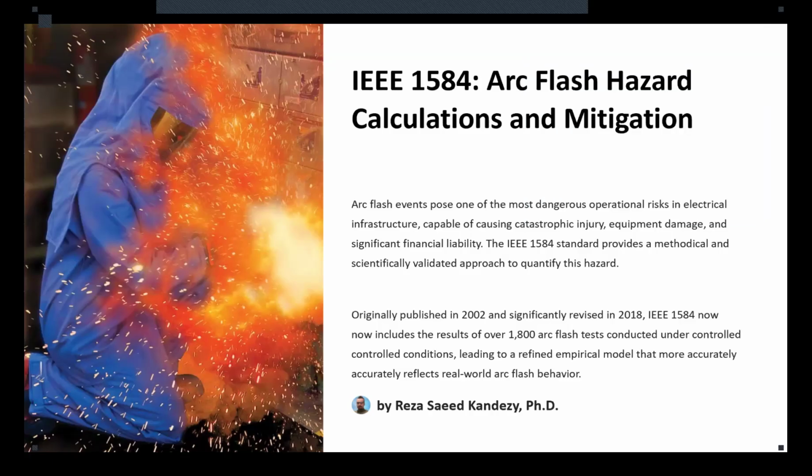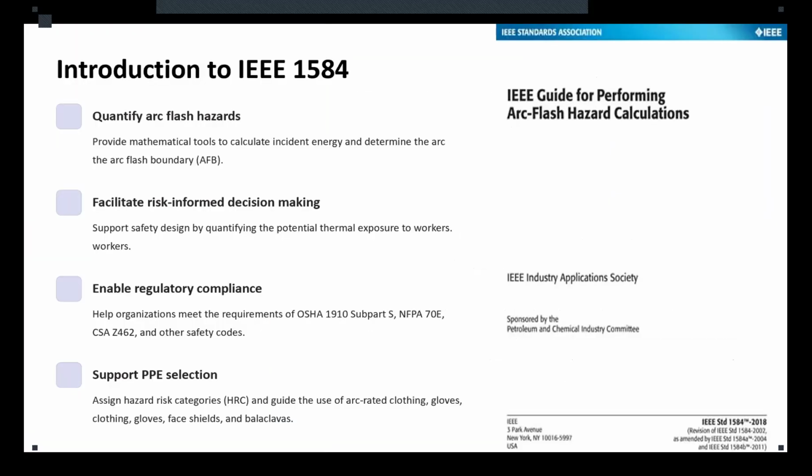I'm Dr. Rosa Said Kandezi, and today we are going to talk about the arc flash hazard, its calculation, and the mitigation techniques that exist. And we are going to talk about those concepts based on the standard IEEE 1584.